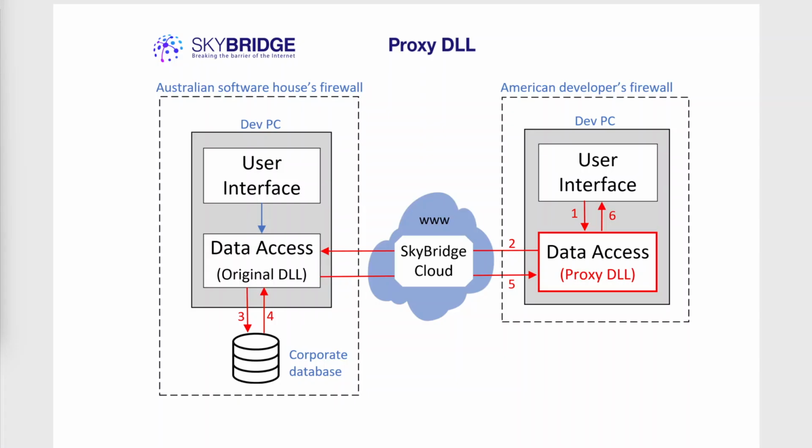An Australian software house wants to subcontract the coding of the user interface to an American developer. The problem is, the UI needs to access the corporate database, which cannot be given to him. So they use SkyBridge Proxy DLL to solve this problem.